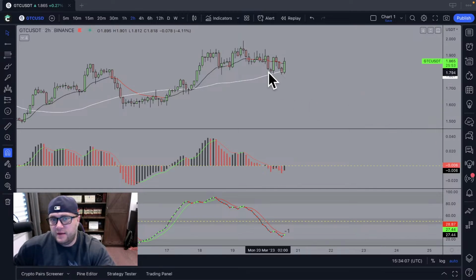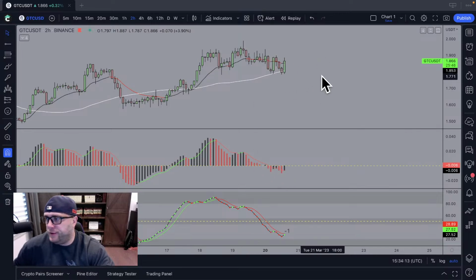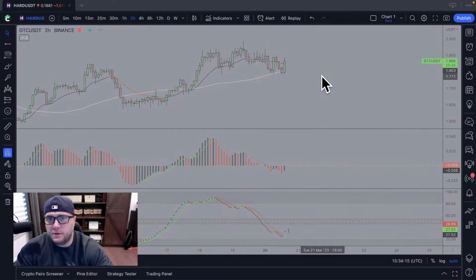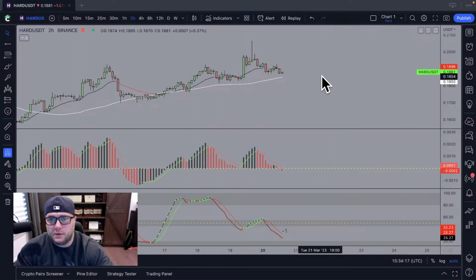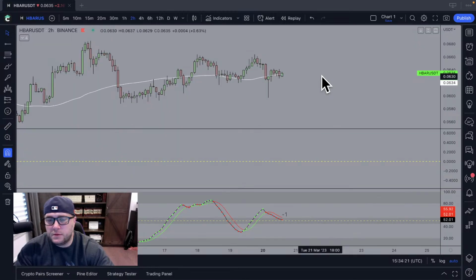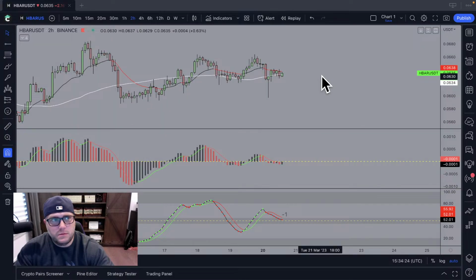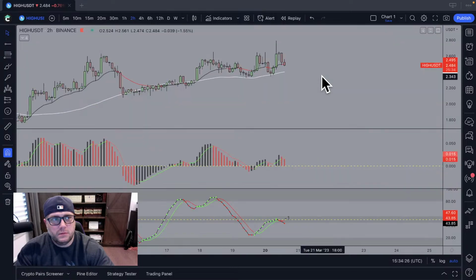GTC has a nice little pump. Everything's pushing down. But look what happened. You're between these 2 moving averages and you get ping pong action. High USDT.